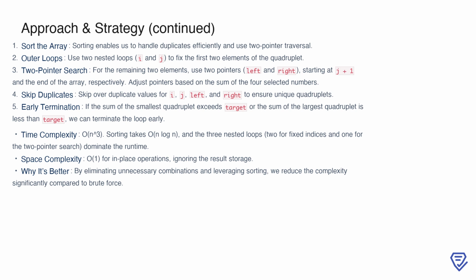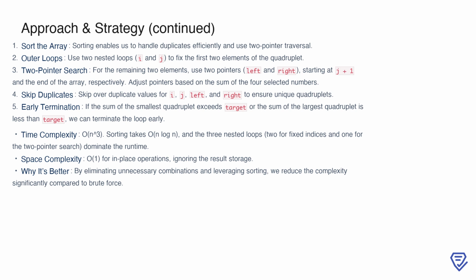To ensure uniqueness, we skip over duplicate values for all indices involved: i, j, left, and right. Additionally, we use early termination to optimize further. For instance, if the sum of the smallest possible quadruplet exceeds the target, or the sum of the largest possible quadruplet is less than the target, we can terminate the search early for that configuration.